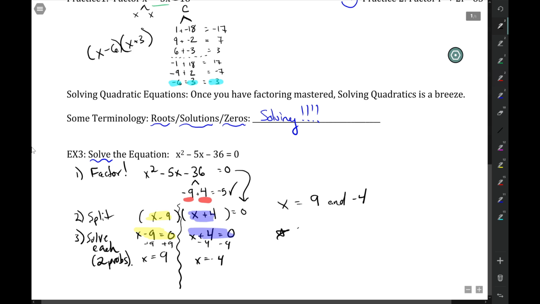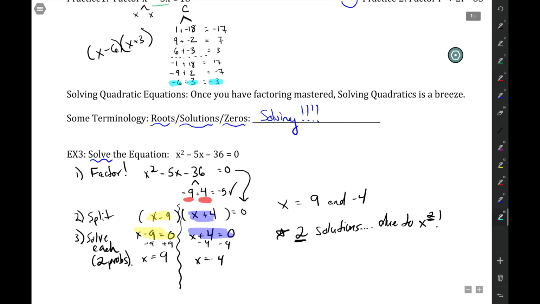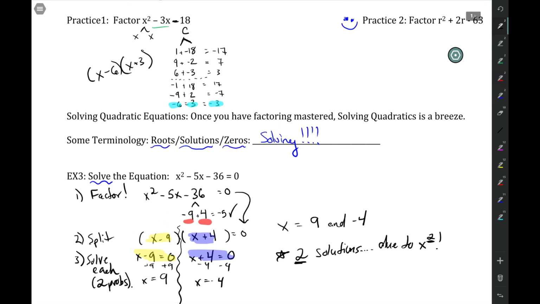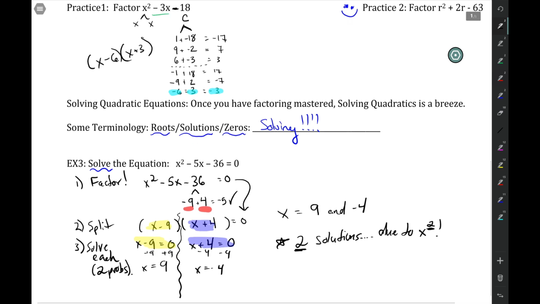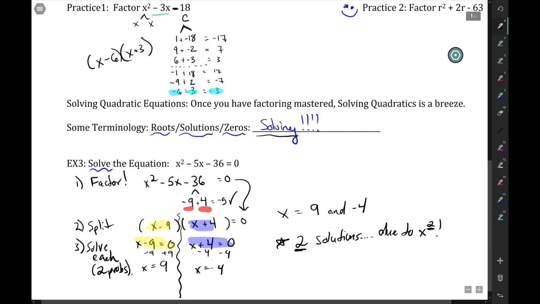So you're going to have 2 solutions, and really that's due to the x squared. Squared means you'll have 2 solutions. Later on we'll call that the fundamental theorem of algebra. Very basic notes there again. Take a look at practice 2 if you'd like. We'll do that tomorrow. But easy peasy stuff, knowing that solving is just about the same as factoring.